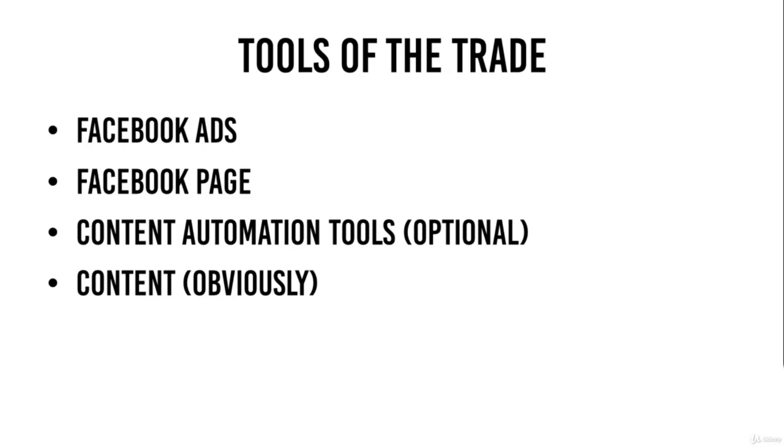We obviously have to have a Facebook page. Optionally, we can have content automation tools. I really don't use them, but if you want to put everything on autopilot, then you can use some of them, and I'm going to show you some. And the next one is obviously content. Those are the main four things that we need to have, and the complexity mainly comes in Facebook ads.